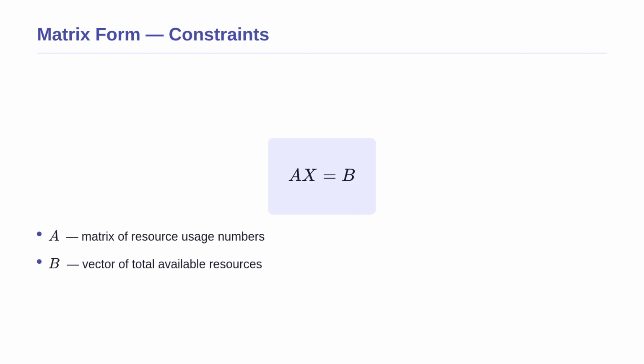Next, we write all of our constraints in matrix form. This incredibly compact equation replaces all the individual constraint lines in our problem, bundling them into one clean statement. The large matrix A contains every single resource usage number from our factory, organizing how materials are consumed. The vector X contains our unknown decision variables, and the vector B contains the total available resources. By writing the problem in this specific way, computers can use advanced linear algebra algorithms to solve the optimization problem millions of times faster than a human ever could, making it the industry standard.